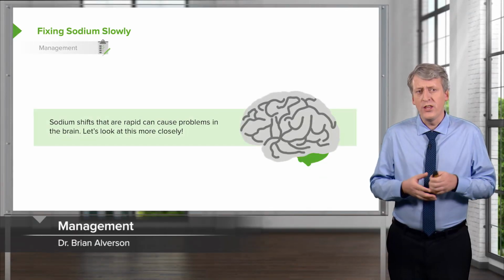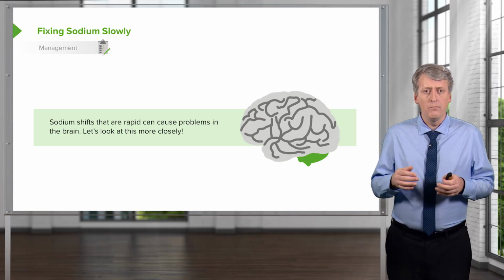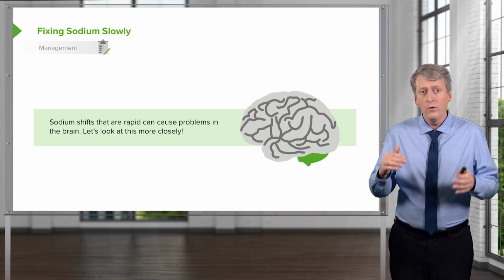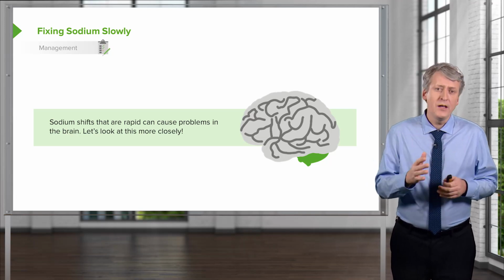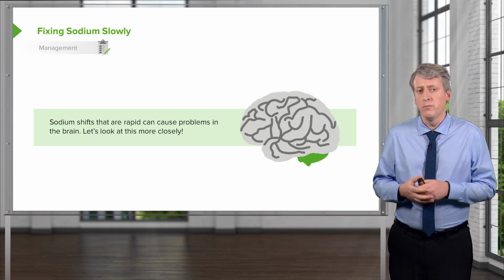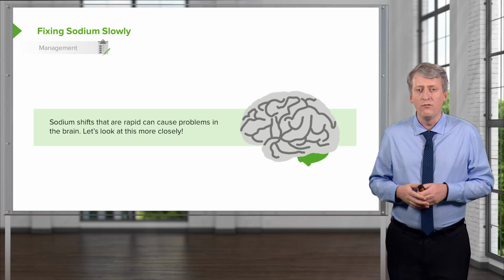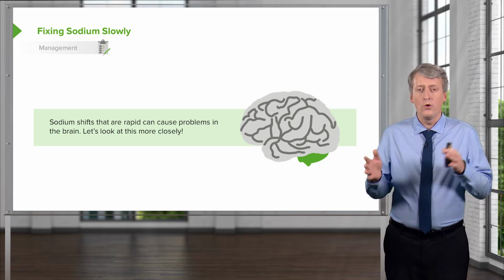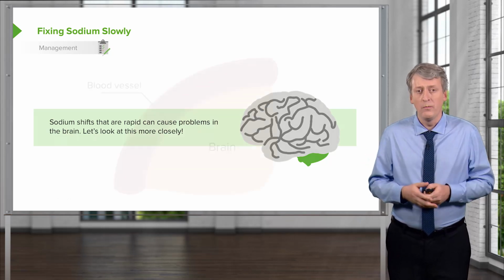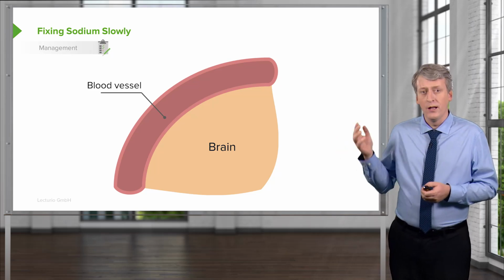So let's think about how we fix sodium. When we're fixing sodium, be it high or low, we need to do it slowly. And that's because sodium shifts that are rapid can cause problems in the brain. Let's look at this closely because I think people tend to get confused about which problem causes which problem in the brain. Imagine here we have a brain cell and a blood vessel.